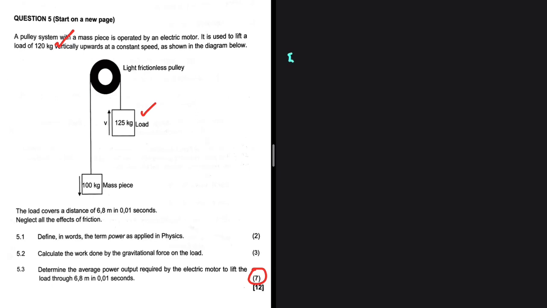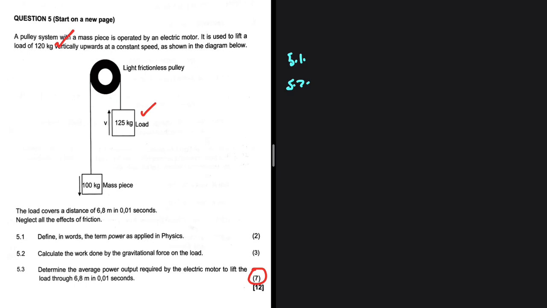The first question, 5.1: define in words the term power as applied in physics. That is the rate at which work is done. Power is the rate at which work is done. Let's move to 5.2. Calculate the work done by the gravitational force on the load.